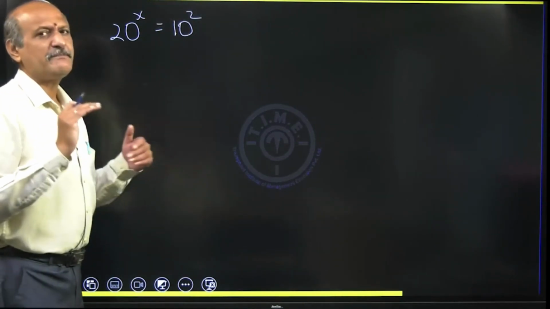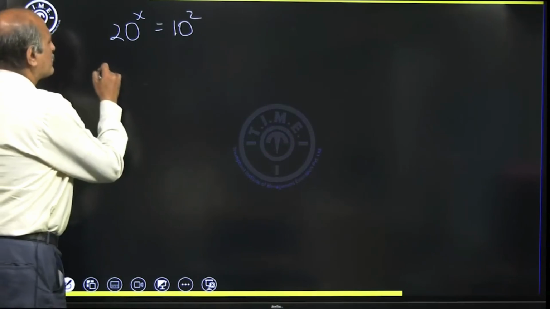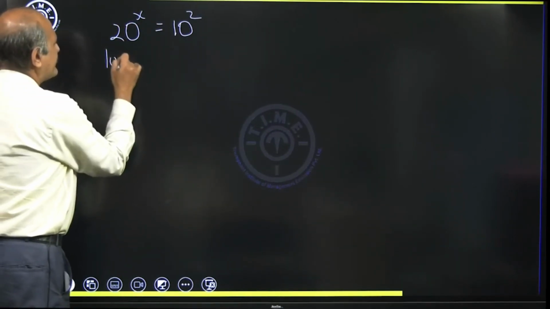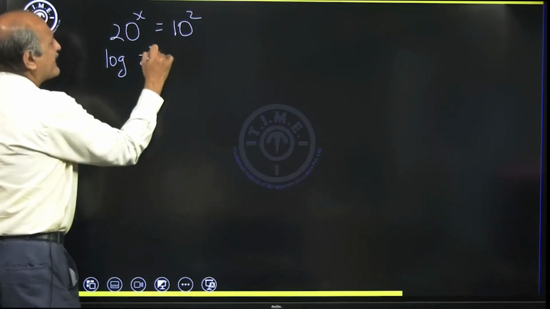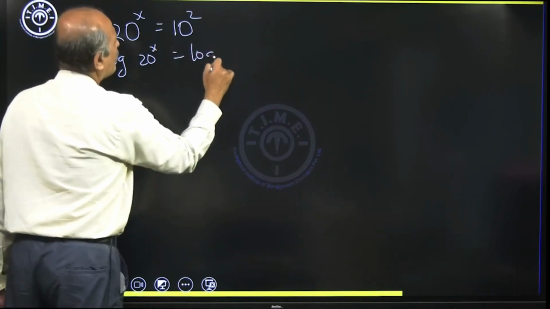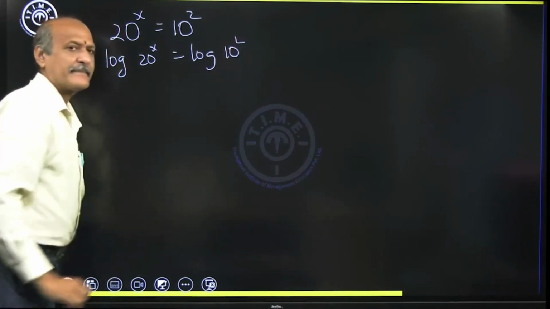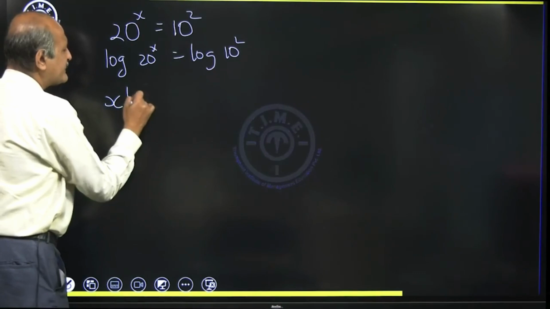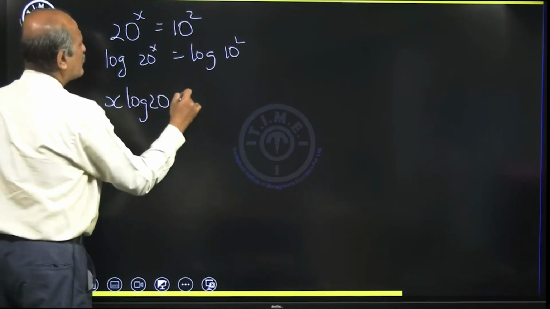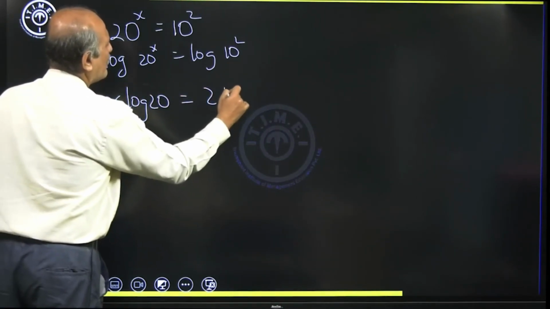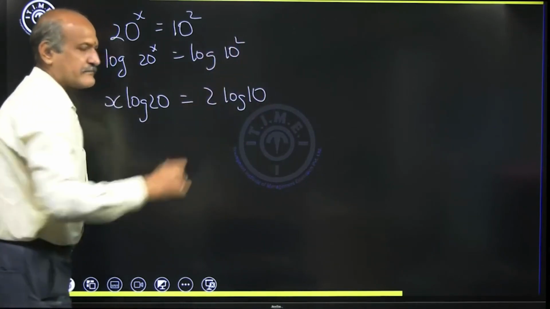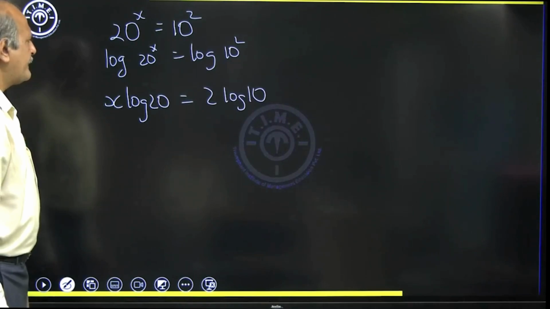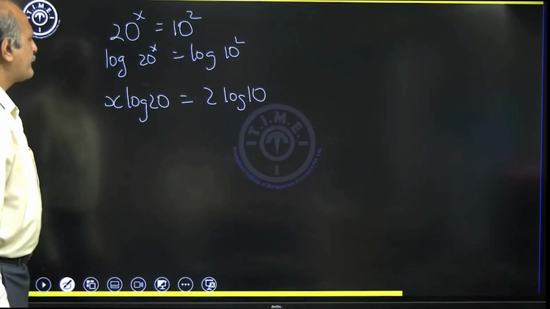Okay, let's apply logarithms here. If I apply logs on both the sides here, I'm going to get log of 20 power x is equal to log of 10 square. So here I can write this one: x into log 20 is equal to how much? It is 2 into log 10.